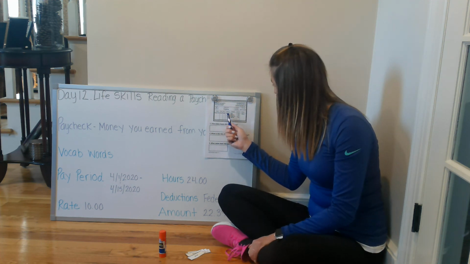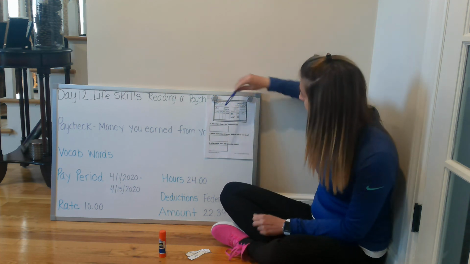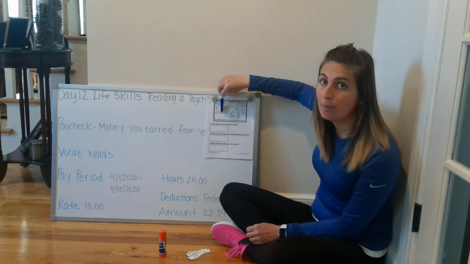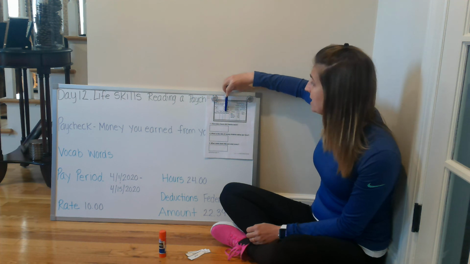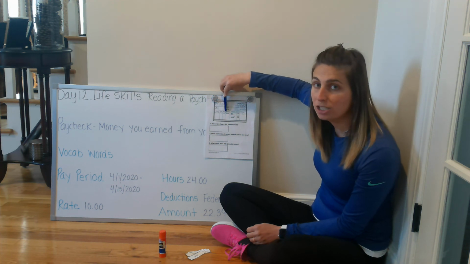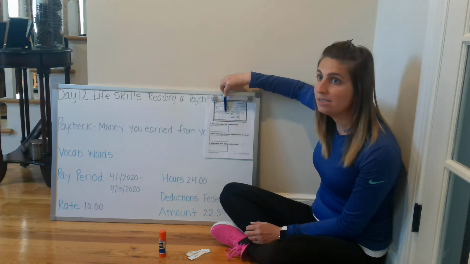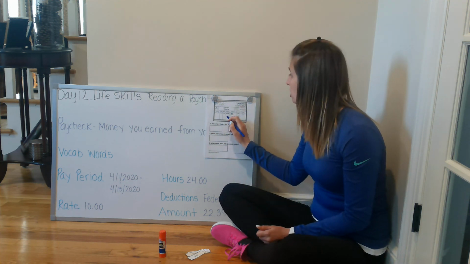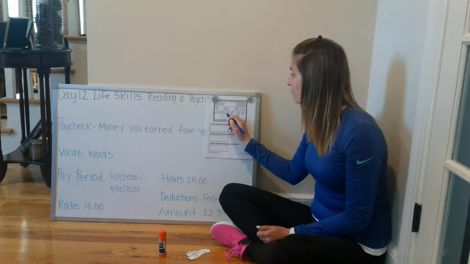$240. That means that when you multiply 24 hours, which is how many hours Kesha worked, by $10, which is Kesha's rate of pay, so Kesha earns $10 an hour, the total is $240.